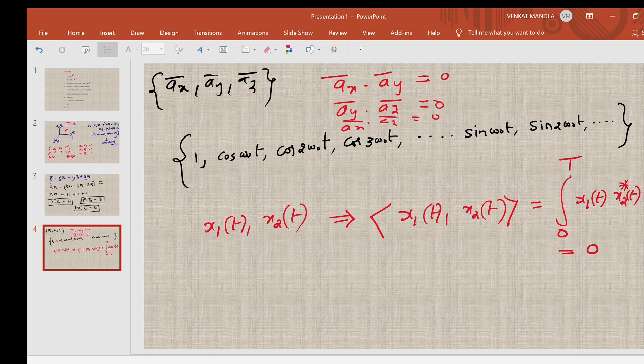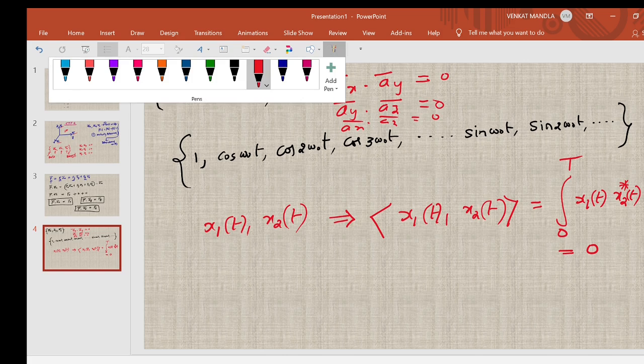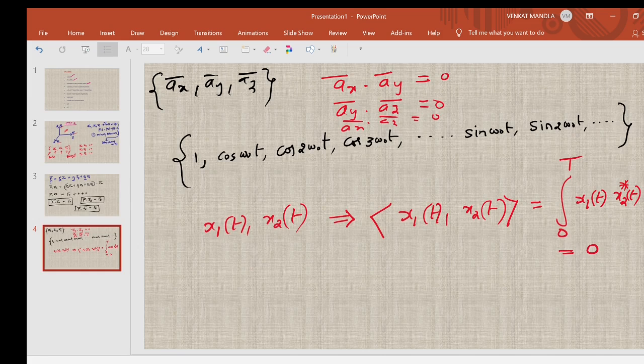Now I want to check whether these signals given in the orthogonal signal space are mutually orthogonal or not. First I will check one condition. First I will check these two signals, let us say 1 and cos omega naught t.